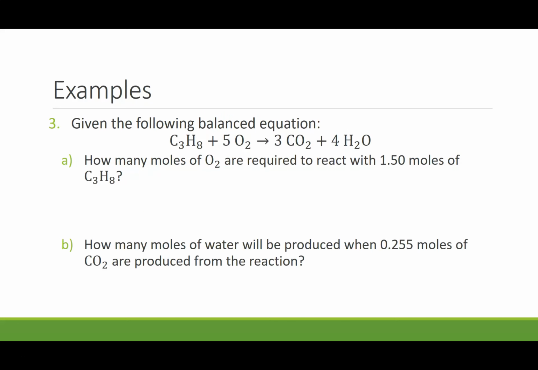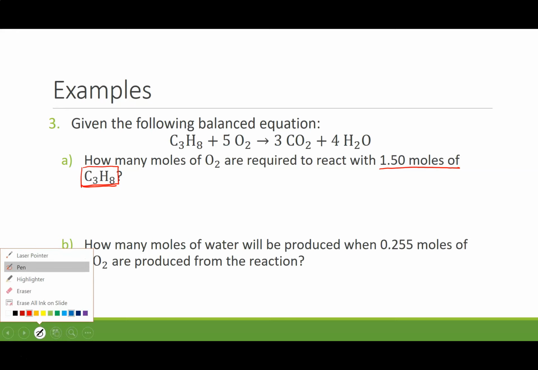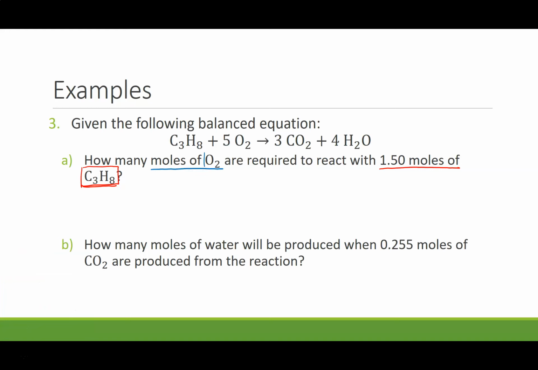Given the following balanced equation, C3H8 plus 5O2 yields 3CO2 plus 4H2O. How many moles of O2 are required to react with 1.50 moles of C3H8? The first step is to identify the given and the unknown. The given is 1.50 moles of C3H8, and the unknown is moles of O2.